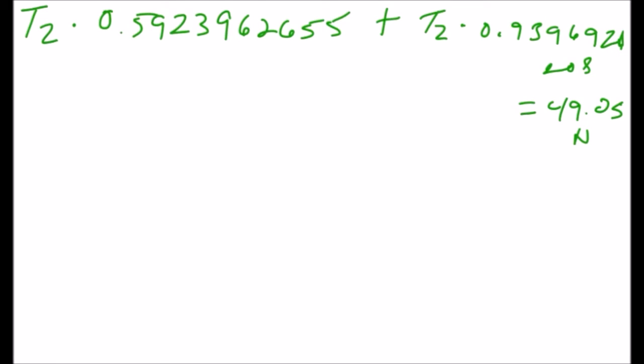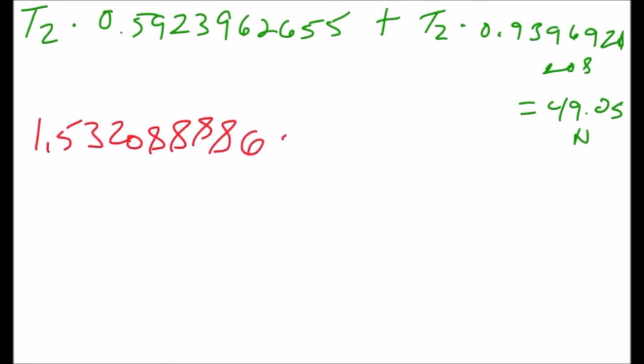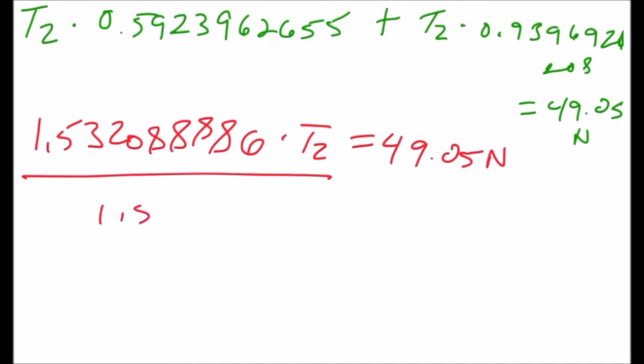All right. Who's added those two numbers together? Garrett? 1.532088. Whoa, rapid fire. 1.5320888. Okay, cool. So then all that stuff is multiplied by T2, and it's equal to 49.05. Now we're almost there. How do I get T2 now? Okay, divide by this number.